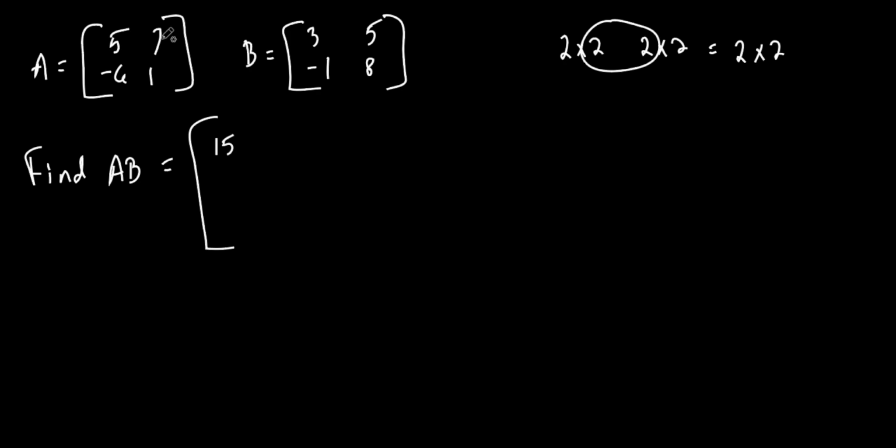And then I'm going to go 7 times -1, which is -7. So it's plus -7. I'm just going to put -7. It's a little easier to see. Everybody with me on that? That's my first number that's going to go right here.